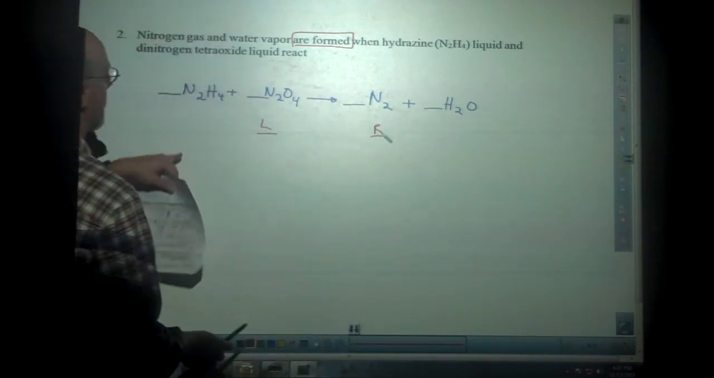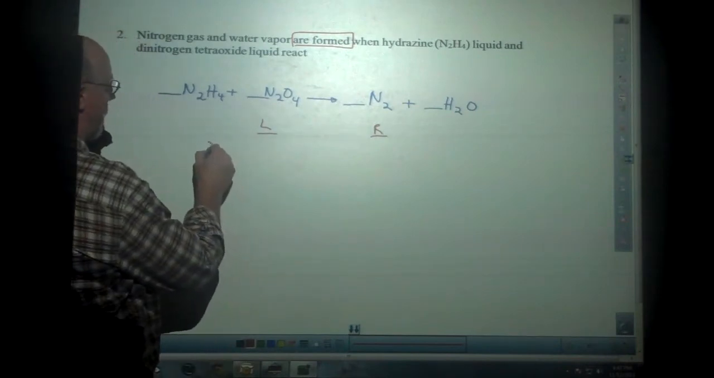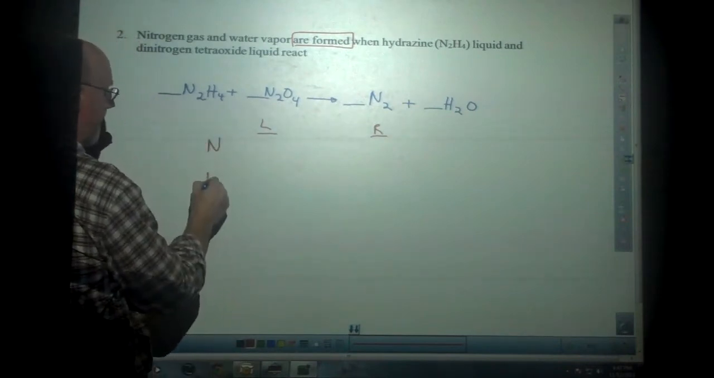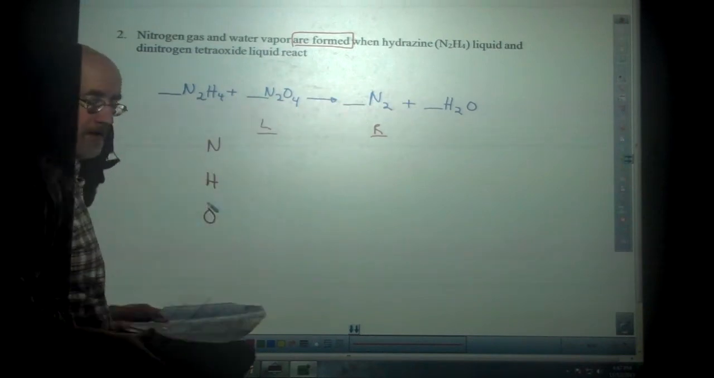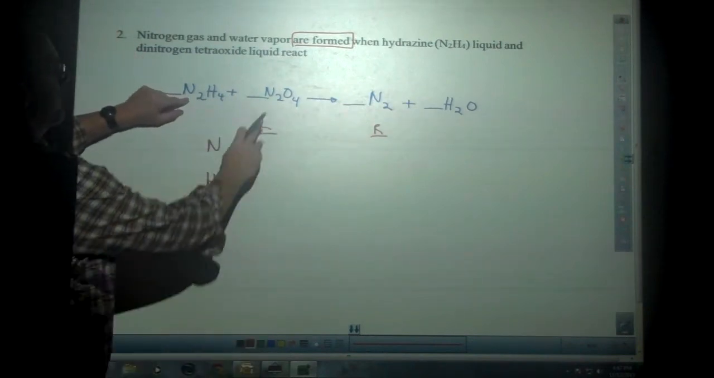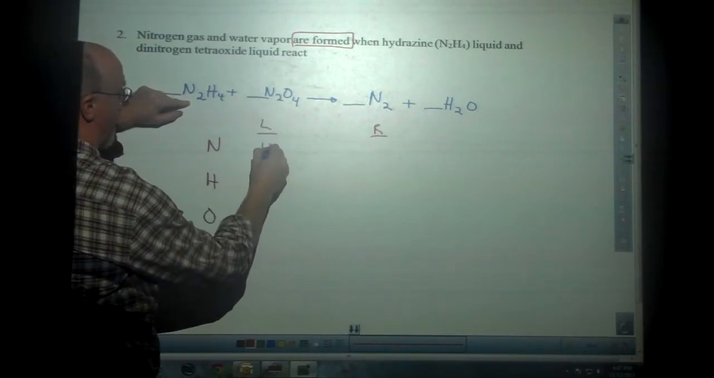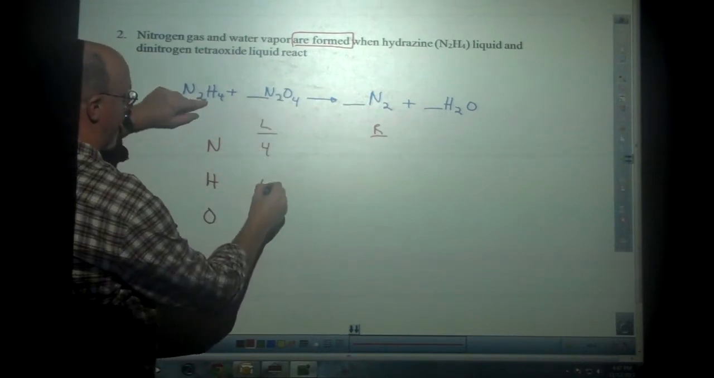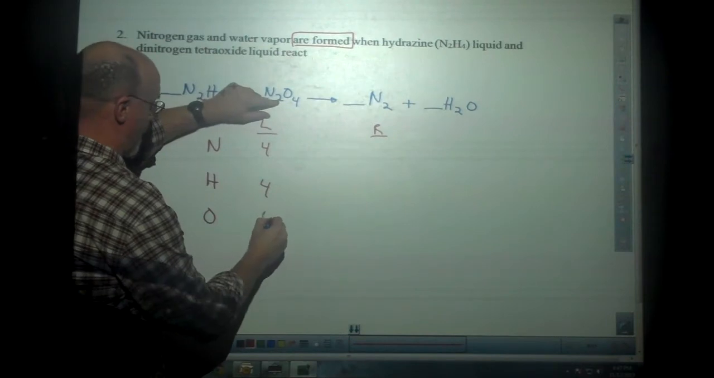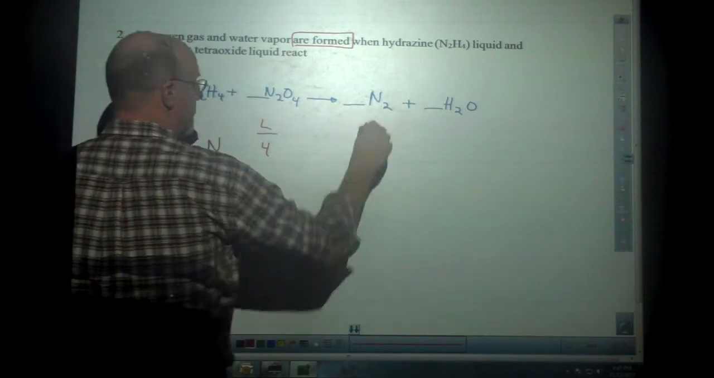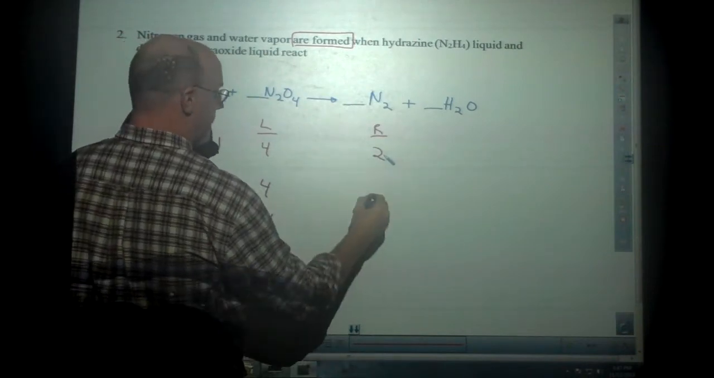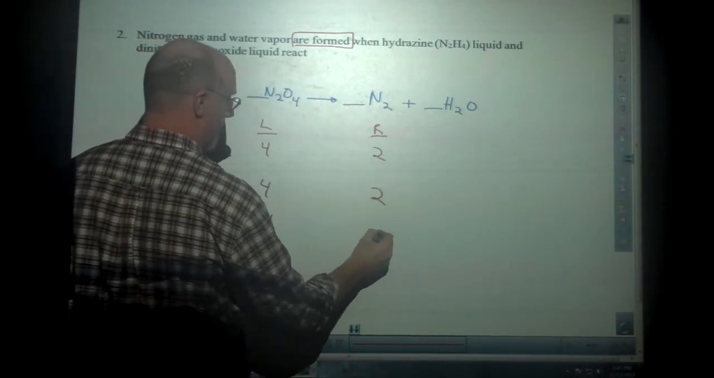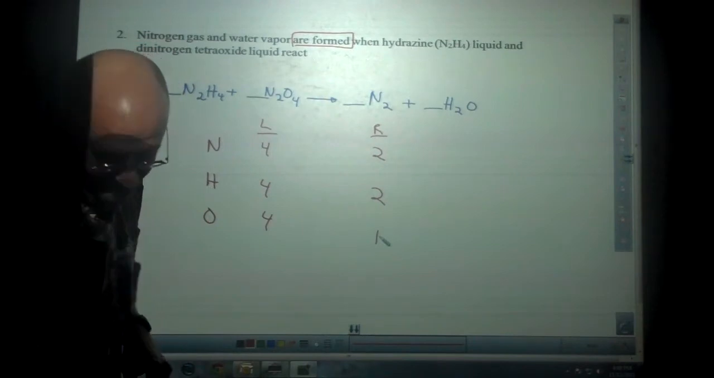So let's take a look at our atom inventory. We have nitrogen on this side, hydrogen, and oxygen. Be careful, nitrogen's in two places. So let's do our count. We've got 2 nitrogens, and 2 is 4. Hydrogen's 4, and oxygen's 4. On the right, nitrogen's 2, it's only in one place. Obviously not balanced. Hydrogen is 2, and oxygen is 1. So it's definitely not balanced. Okay?